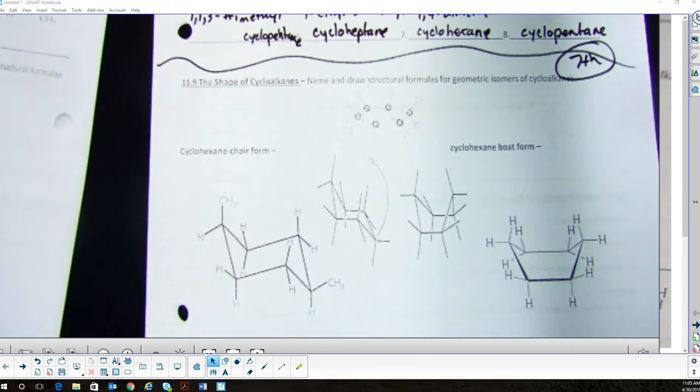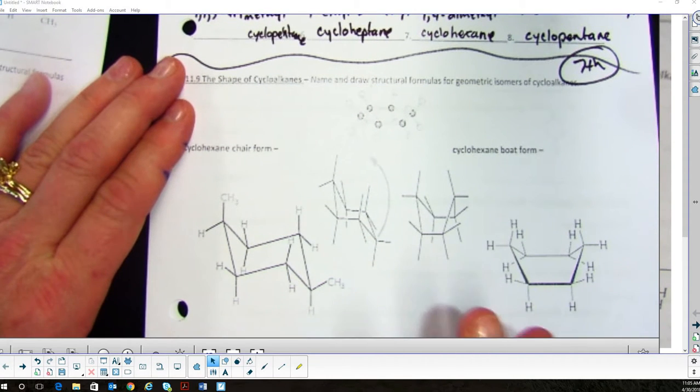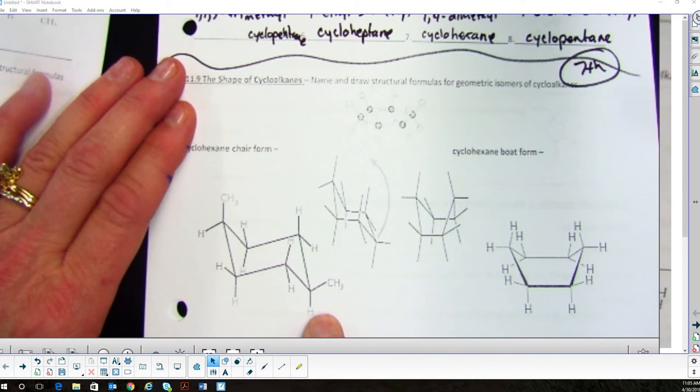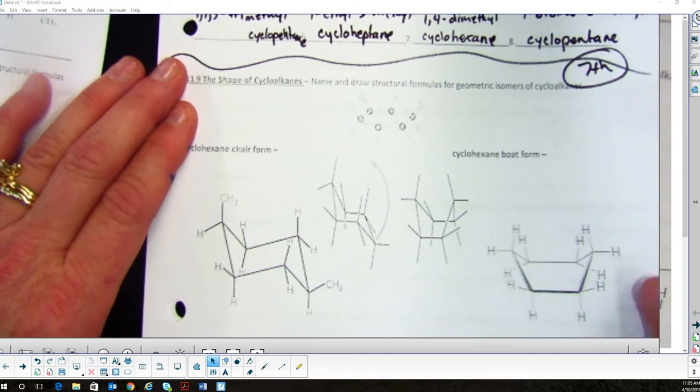I know this is really awful. I should see if it'll focus again if I bring it in and out. There we go. Okay, so you need to know these are two different ways to show it. Okay, you need to know the boat conformation and the chair conformation. All right, let's go ahead and go to the next page.